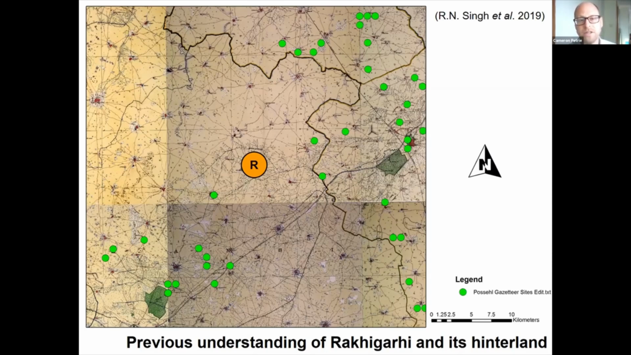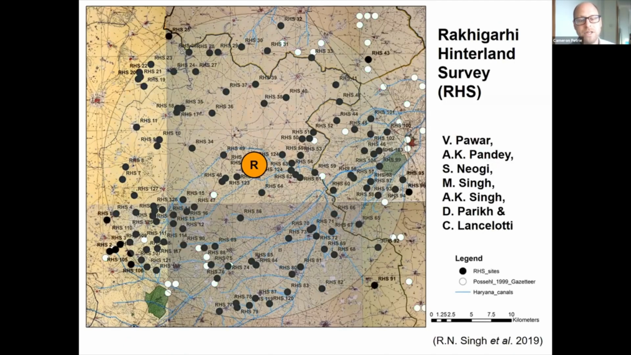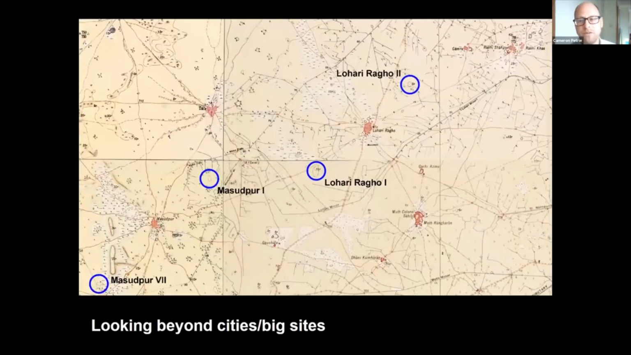We conducted a survey in 2009, and that survey resulted in a dramatic increase in our knowledge of the distribution of archaeological sites around Rakhigarhi. This was a match-up between looking for archaeological sites using specific methods of village-to-village survey, but also connecting those site locations with what was visible on the historical maps as well. What became very clear was that there were important hinterlands of information about archaeological sites that could be understood and reconstructed.